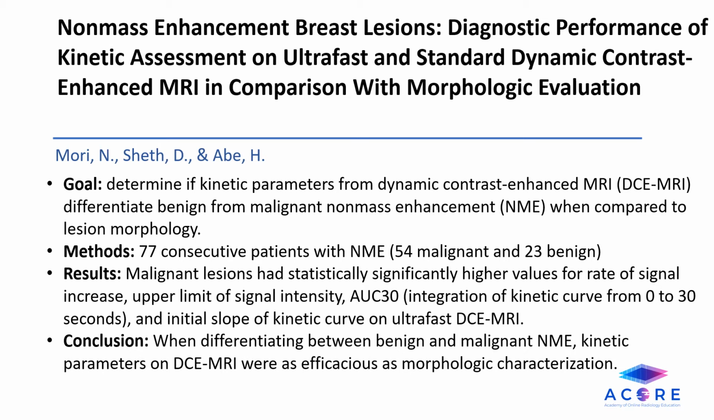Compared to benign lesions, malignant lesions had higher morphologic malignancy likelihood scores. Malignant lesions had statistically significantly higher values compared to benign lesions for the following parameters: rate of signal increase, upper limit of signal intensity, and initial slope of kinetic curve on ultrafast dynamic contrast enhanced MRI. Additionally, signal enhancement ratio and initial enhancement rate on standard dynamic contrast enhanced MRI were significantly greater for malignant lesions. However, there was no statistically significant difference between morphologic score or signal enhancement ratio. The authors concluded that when differentiating between benign and malignant non-mass enhancement, kinetic parameters on dynamic contrast enhanced MRI were as efficacious as morphologic characterization.